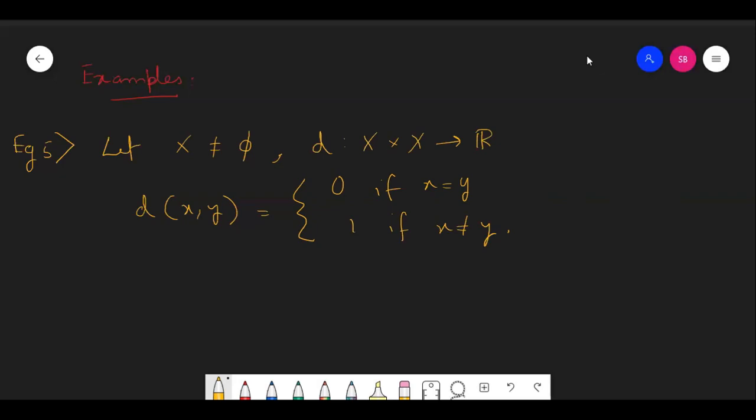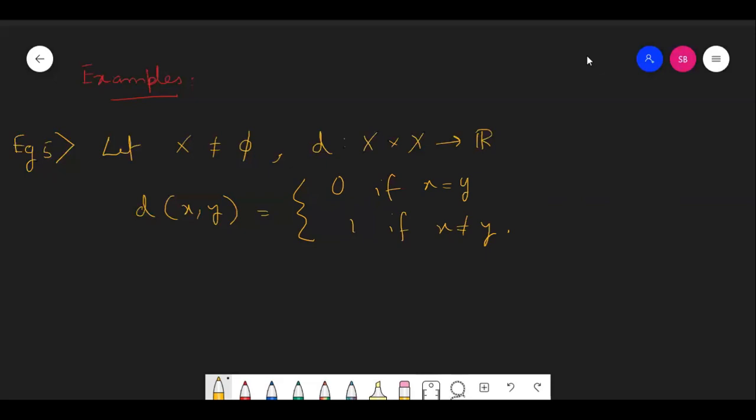Okay. So firstly, this function is non-negative because either the value is 0 or the value is 1. And again, D of X comma Y is 0 if and only if X is equal to Y. Again, it is symmetric. By definition, it is symmetric. And then for the triangle inequality, you can just check. It is very easy to check that the triangle inequality is also satisfied.